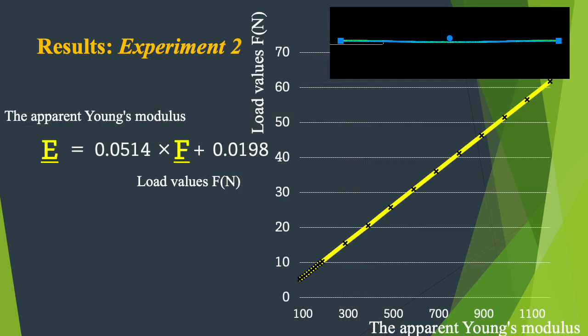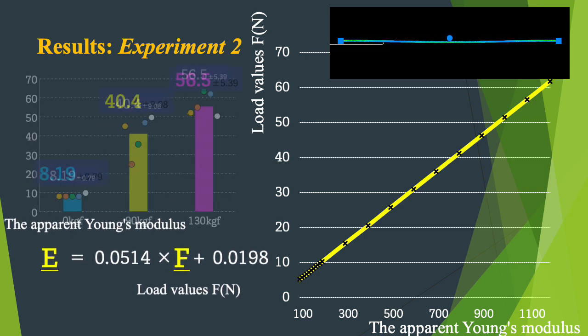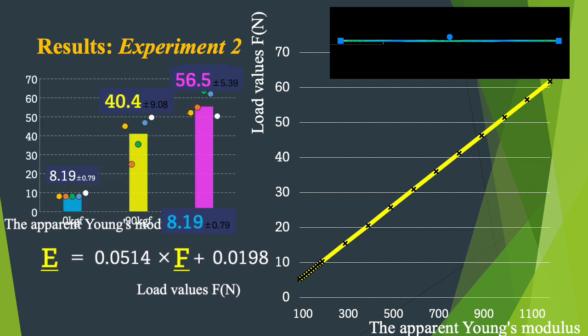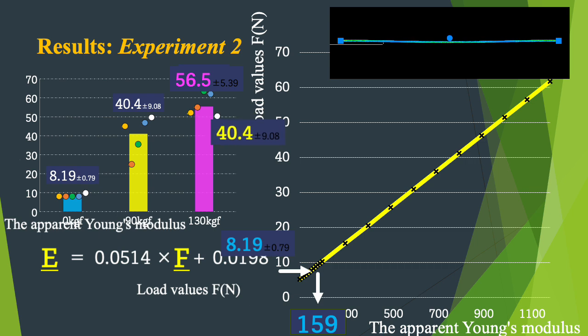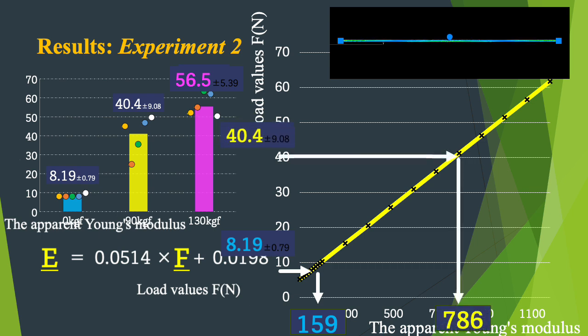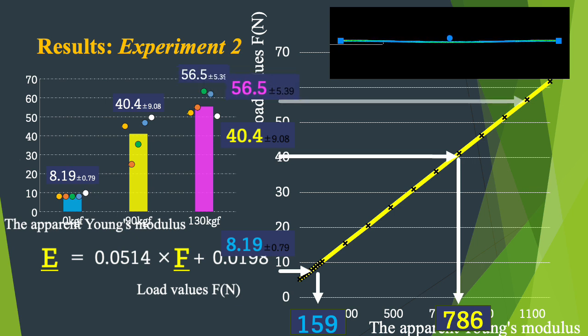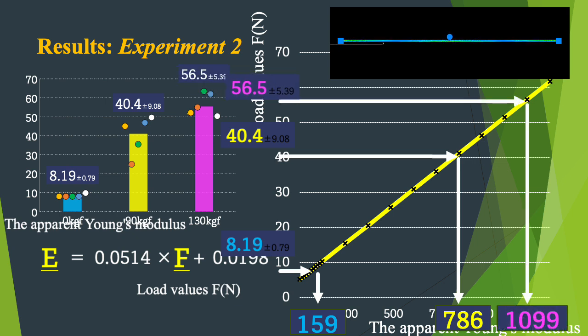Using our approximation formula, we calculated the apparent Young's modulus: 159 GPa for 8.19 N, 786 GPa for 40.4 N, 1099 GPa for 56.5 N.